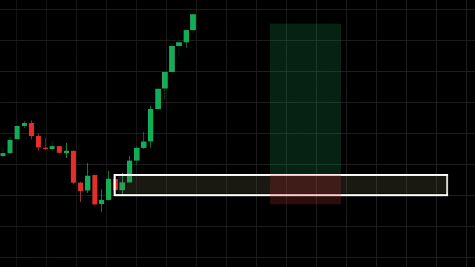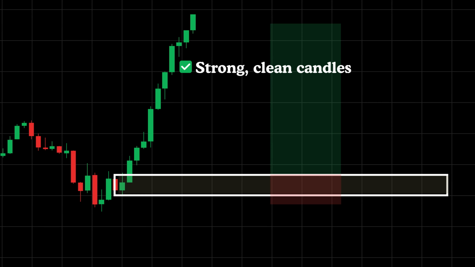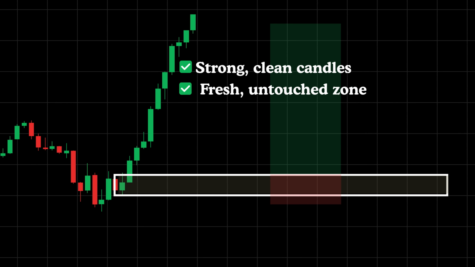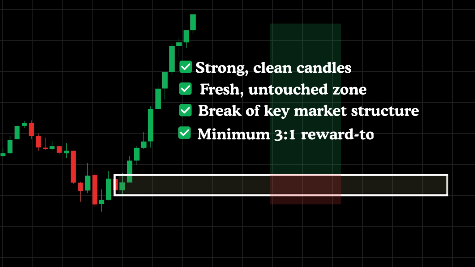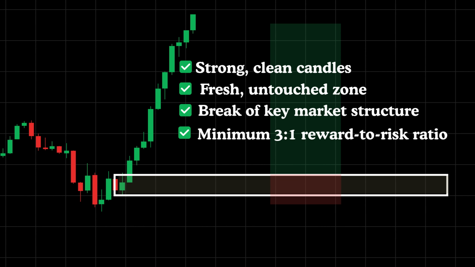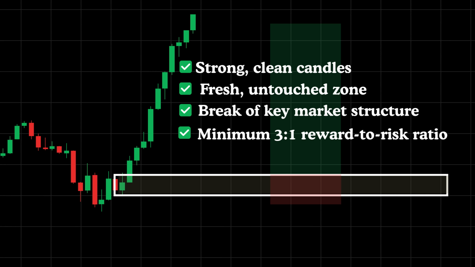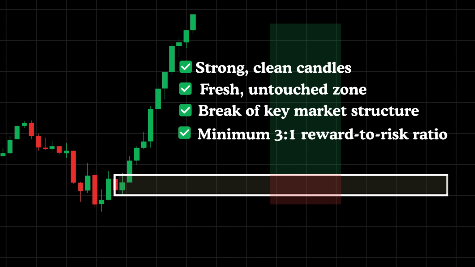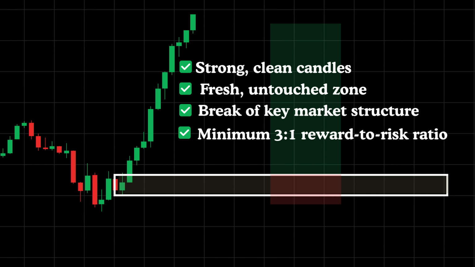So, let's recap. Strong, clean candles, a fresh, untouched zone, a break of key market structure, and at least a 3-to-1 reward to risk ratio. This demand zone checks every box. It's not just a decent setup, it's a high probability trade that deserves serious attention.